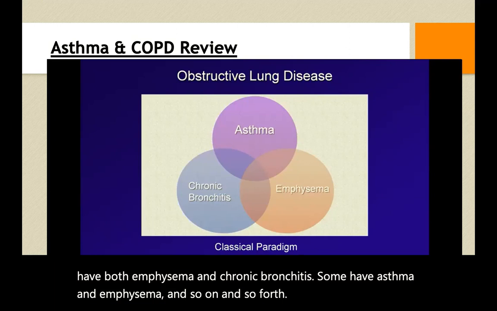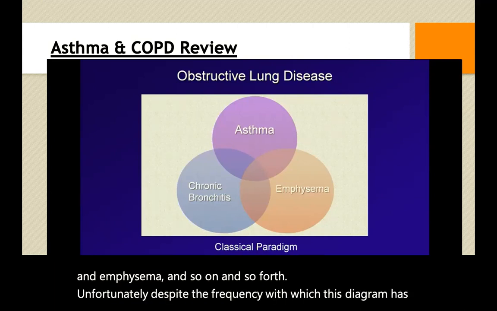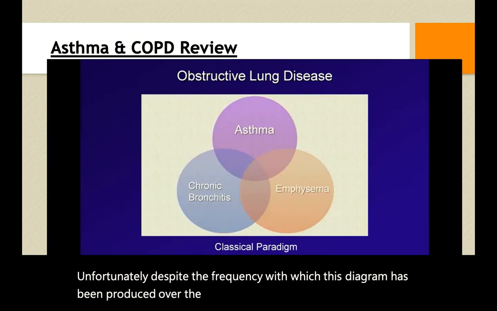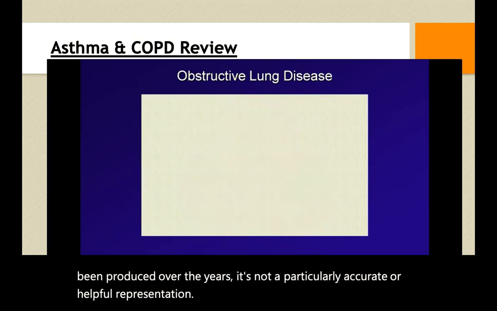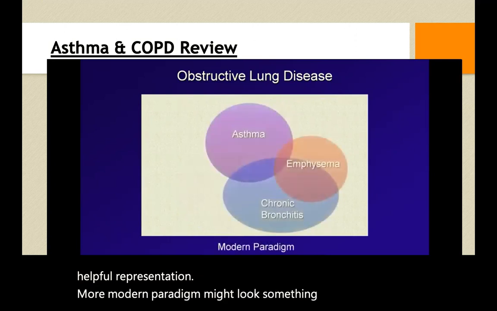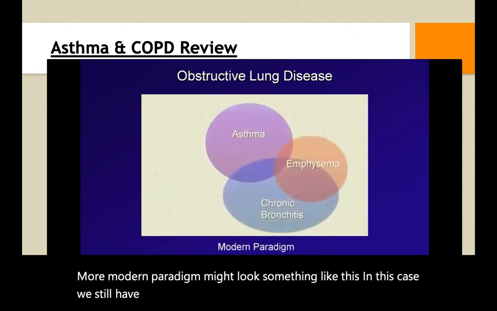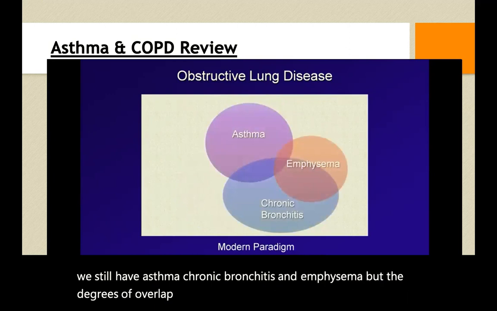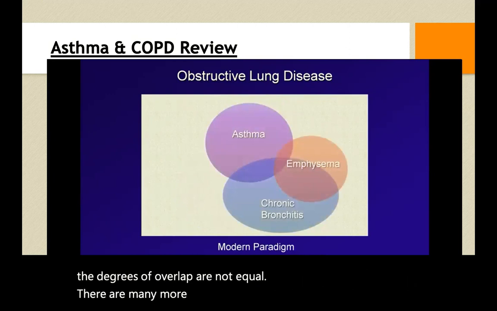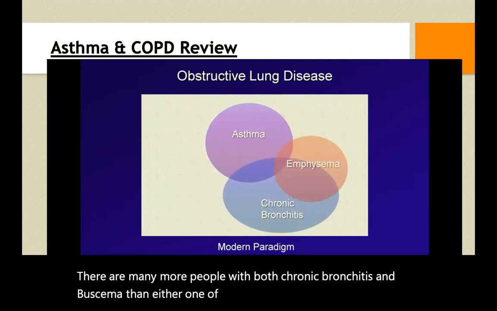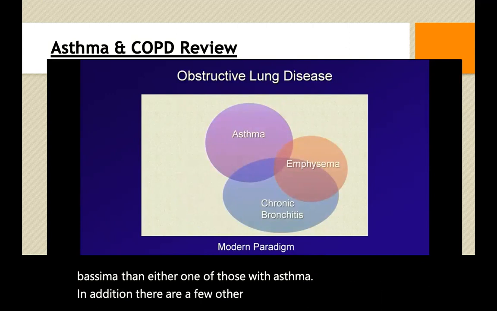Unfortunately, despite the frequency with which this diagram has been reproduced over the years, it's not a particularly accurate or helpful representation. A more modern paradigm might look something like this. In this case, we still have asthma, chronic bronchitis, and emphysema, but the degrees of overlap are not equal. There are many more people with both chronic bronchitis and emphysema than either one of those with asthma. In addition, there are a few other members of the obstructive lung disease club.